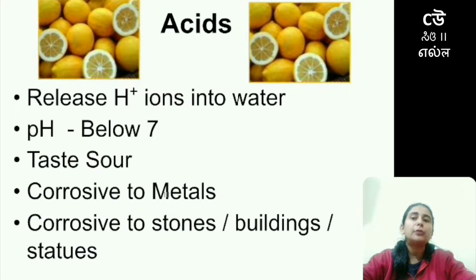Now, if we talk about the pH value of acids, first let's talk about the full form of pH. So, pH means potential of hydrogen. Every single substance which is an acid will have a pH value less than 7. They are sour in taste and they are corrosive to metals, stones, buildings and statues. That means acids can cause harm to metals, stones, buildings and statues.